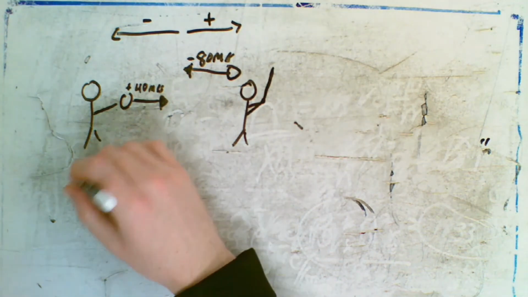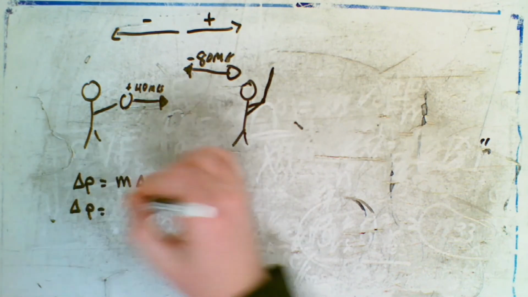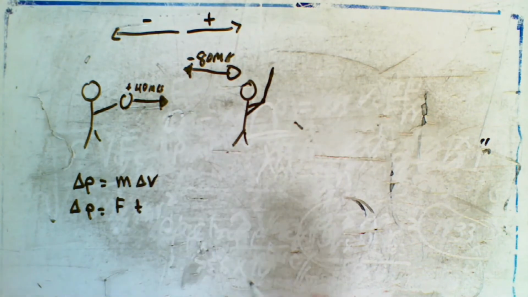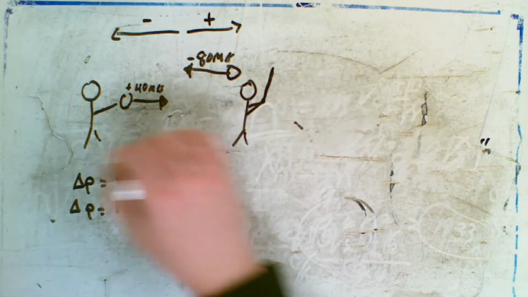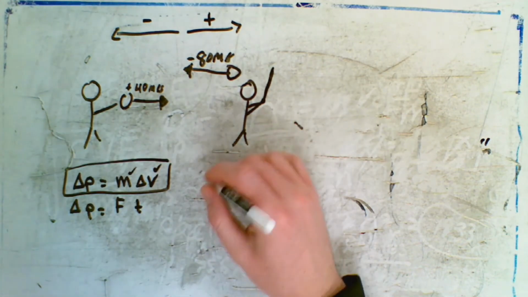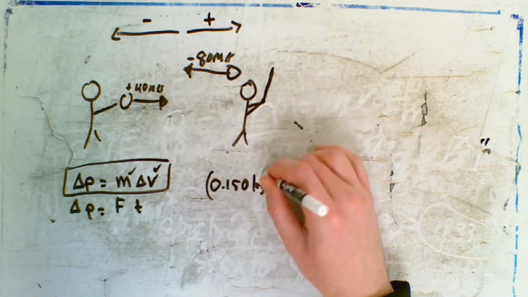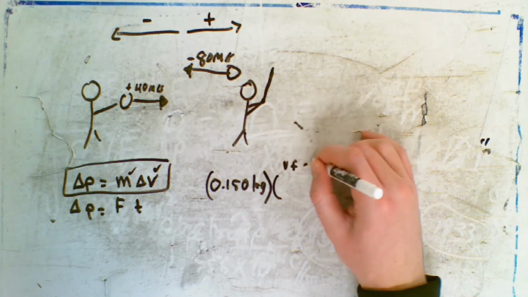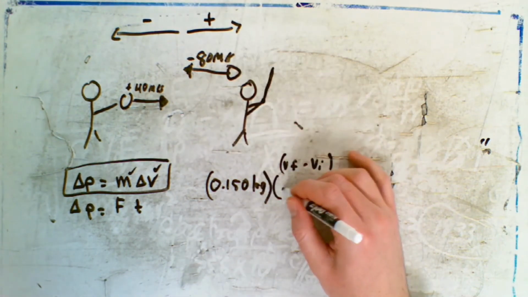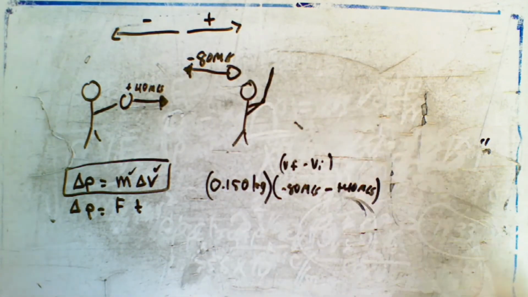So now, if we want to find our impulse, we have two formulas. Impulse is mass times change in velocity, and impulse is equal to force times time. We don't have any forces. We do have a time, but we don't have forces. We do have a mass and a velocity, so this one is the one that we want to use first. So I have my 0.150 kilogram baseball. And my change in velocity is going to be final minus initial. Remember that it's final minus initial. So my final speed is negative 80 meters per second, and my initial speed is positive 40. If I don't put those positives and negatives in there, I'm going to get the wrong answer.